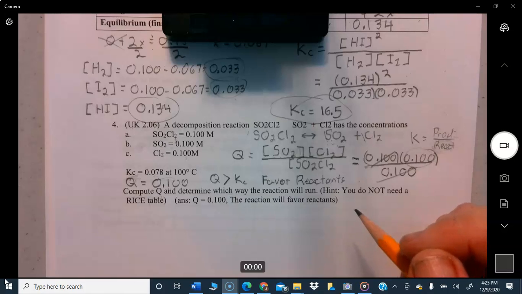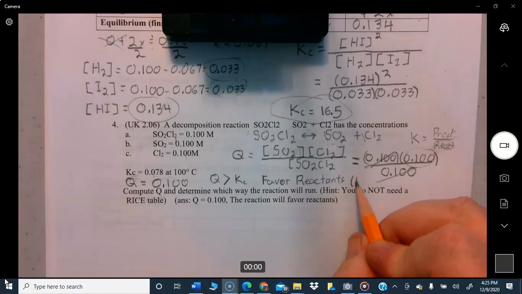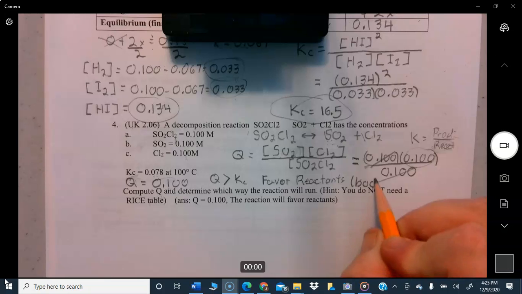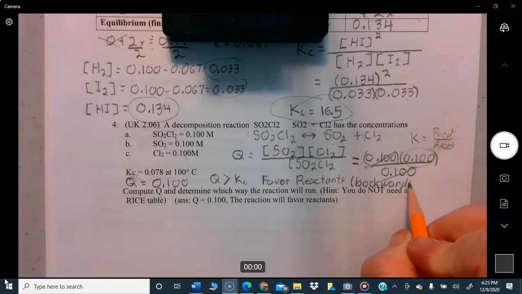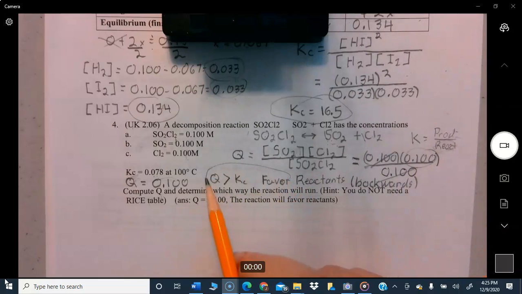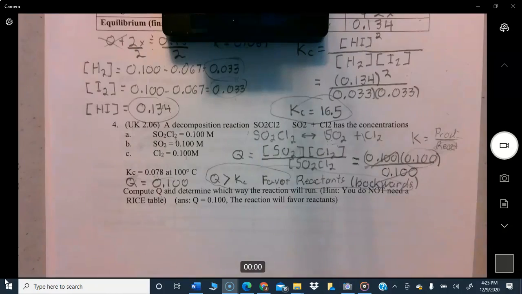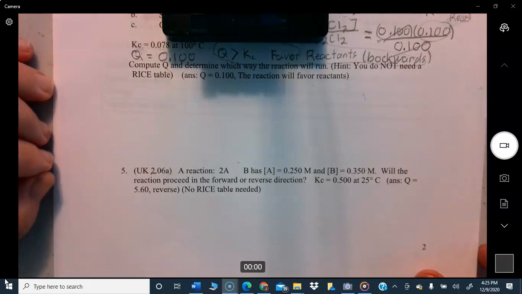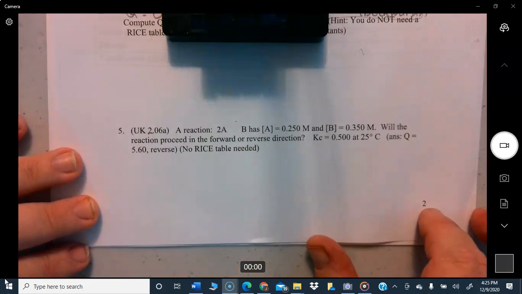Okay, and I don't have a lot of room to write here. I'll just write the word backwards down here. It's going to move back from products back to reactants. Okay, and that's your answer. That's what the question wants to know. Okay, here we go. Let's do another one. I don't want this video to go much past 30 minutes, so I'm not sure where I am. I'm a little bit under that right now.